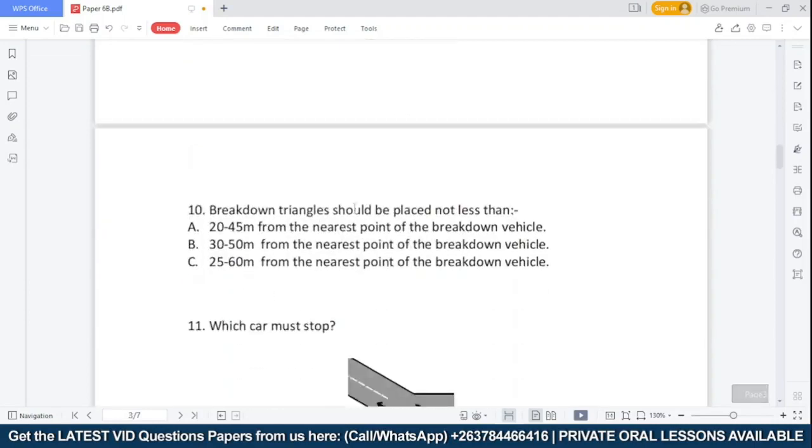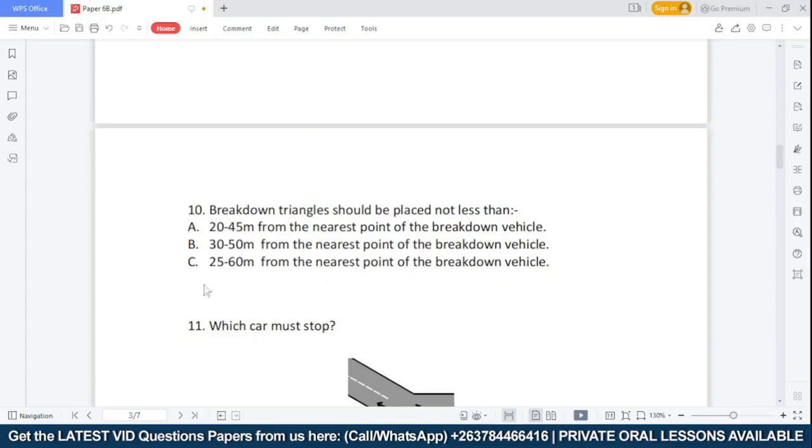Number 10, breakdown triangle should be placed not less than... Option A, 20 to 45 meters from the nearest point of the breakdown vehicle. Option B, 30 to 50 meters from the nearest point of the breakdown vehicle. Option C, 25 to 60 meters from the nearest point of the breakdown vehicle.